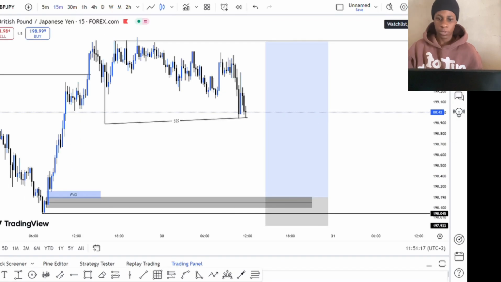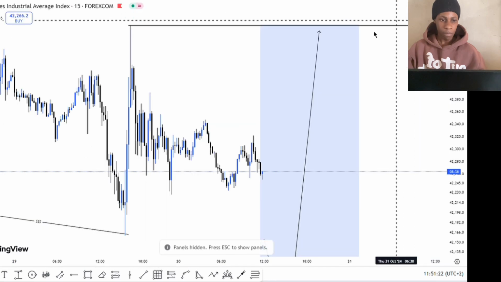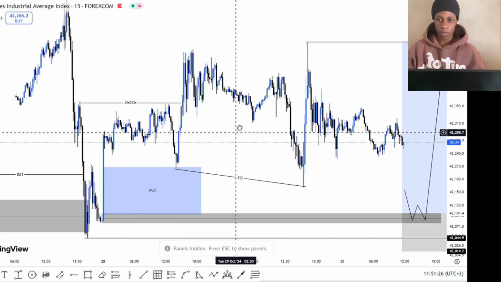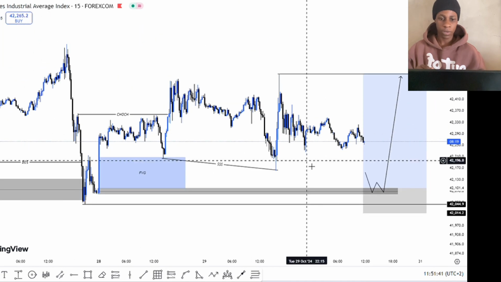So that's what we have for GBPJPY and US30. Let's wait for 15:30, and US30 could possibly tap in and we could enter this trade. So yes sir guys, that's it.